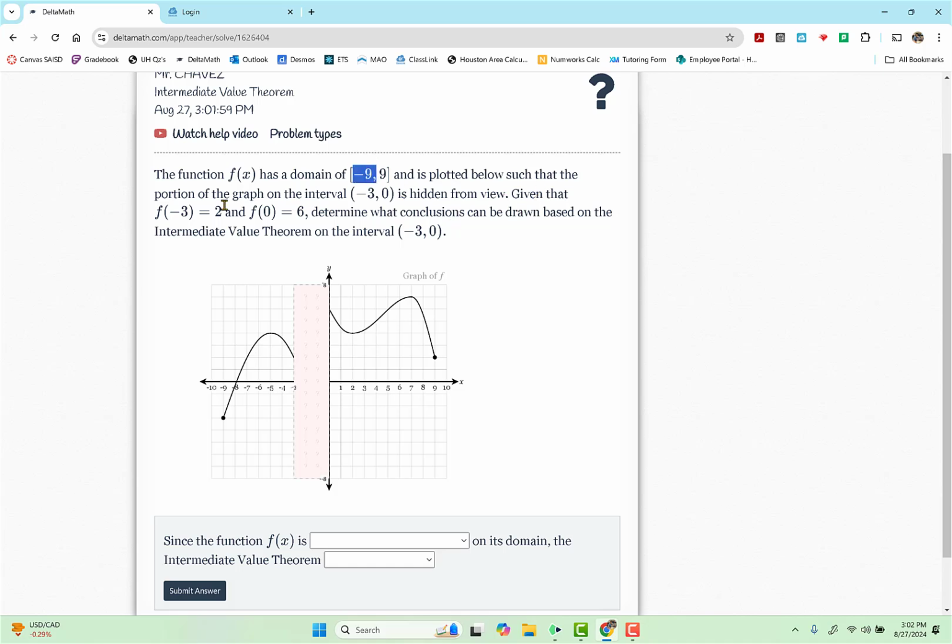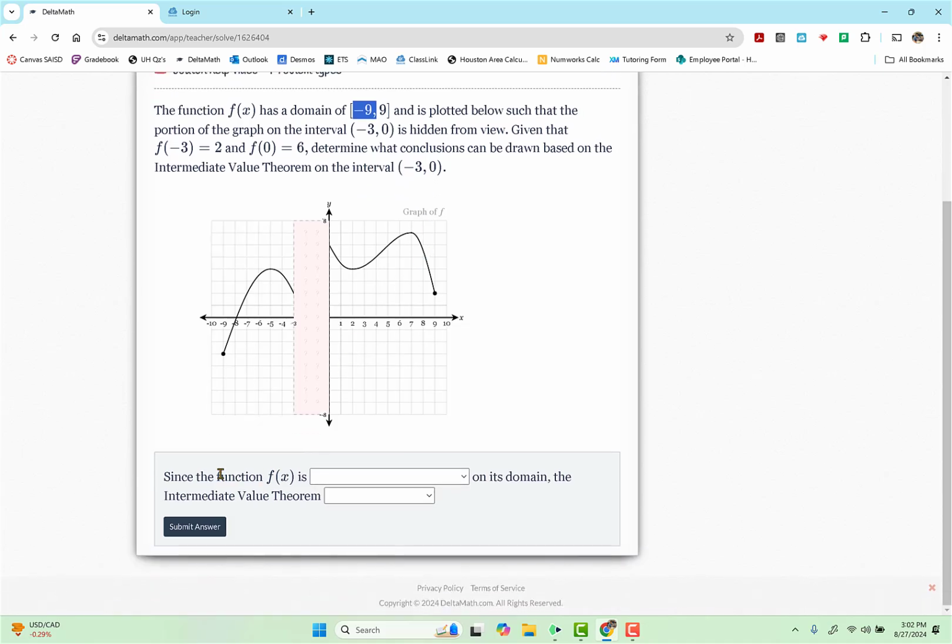Okay, let's continue. Given that f of -3 equals 2 and f of 0 equals 6, determine what conclusions can be drawn based on the intermediate value theorem on -3 to 0. You can't use it. They don't tell you that you're continuous, so let's see what it says. They don't tell you that you're not continuous, but they don't tell you that you're continuous. So which one am I going to choose?